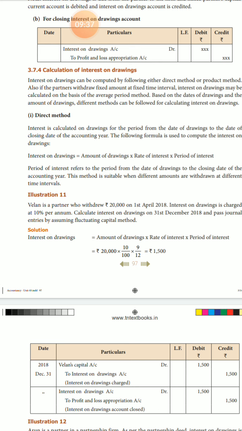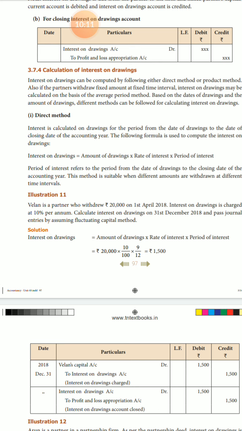Listen students, this calculation is compulsory in your solution, it is very necessary. If you write it, you get 2 marks or 3 marks. These 4 calculations you add together in total interest on drawings. Listen students, this method is compulsory for a 3-mark sum.